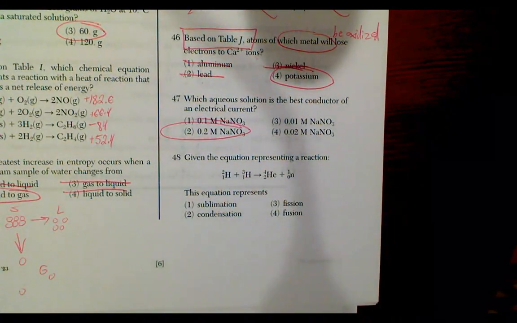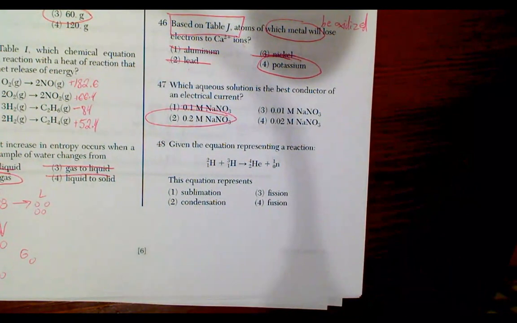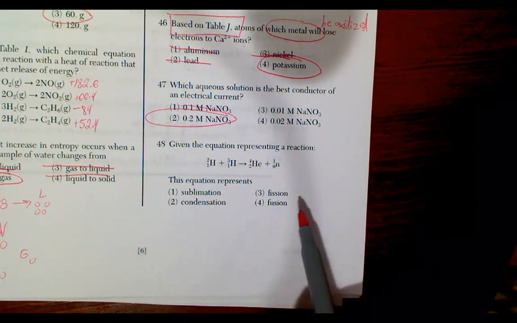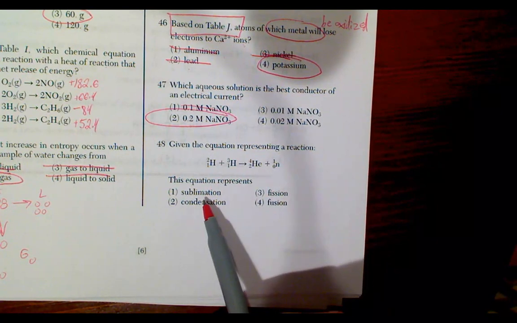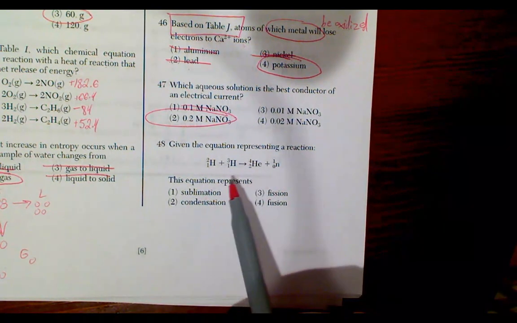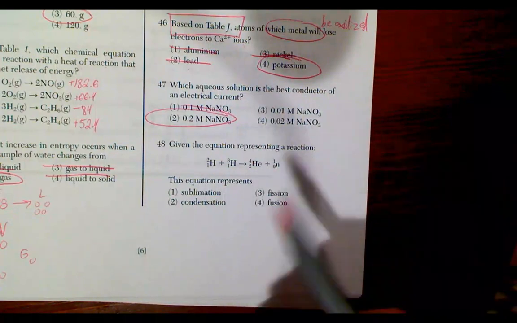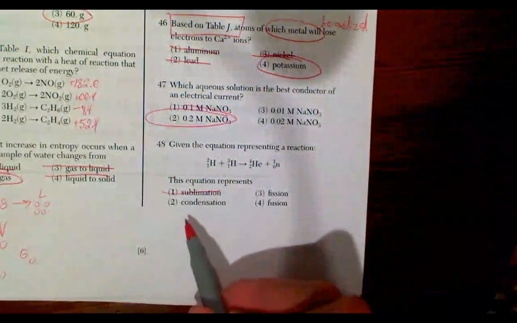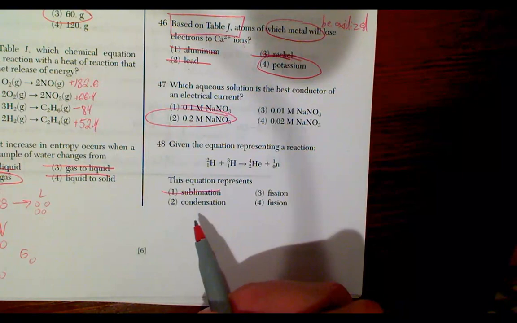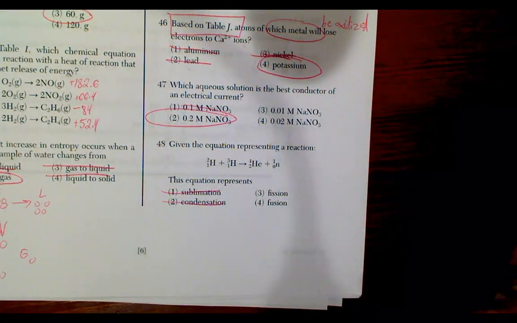48. Given the equation representing a reaction, we've got this equation right here. This equation represents what? Sublimation, condensation, fission, or fusion. Well, sublimation is something going from a solid to a gas, skipping the liquid phase. I don't see any mention here of states of matter, solid or gas, so that doesn't seem like it's going to make sense. Condensation is gas going back to a liquid. That's not making sense either. Once again, we have no mention of states of matter.